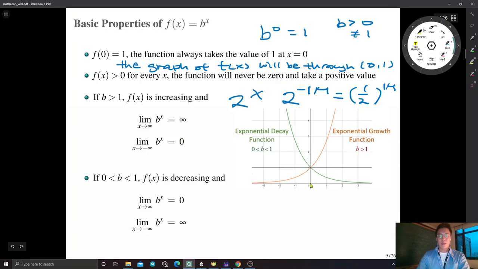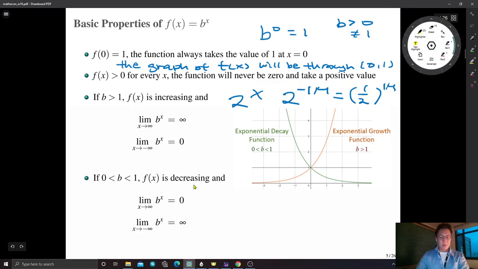So when x grows to some large negative number, the function will be very close to the horizontal axis. But it never touches the horizontal axis, because of the second property: f of x is always larger than 0.